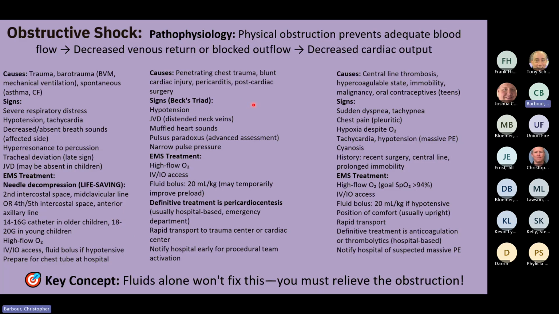So, with our penetrating chest traumas, or trauma to any type of the heart, even thinking post-surgery, we can start to get cardiac tamponade. Your good old Beck's triad of hypotension, JVD, muffled heart sounds, pulsus paradoxus, and narrowing pulse pressures are what we're looking for.